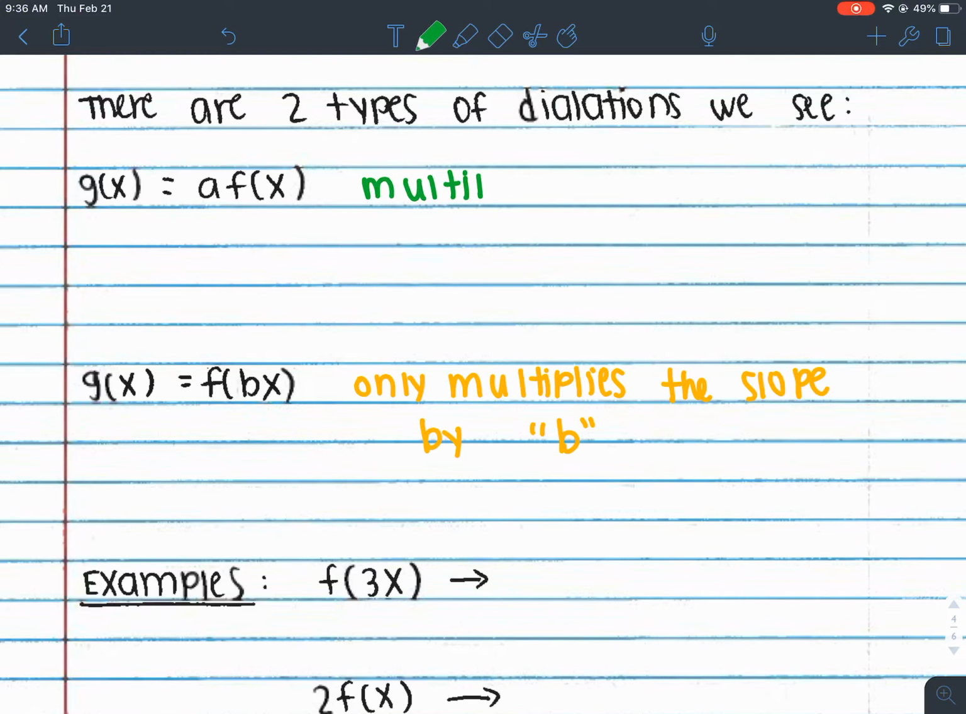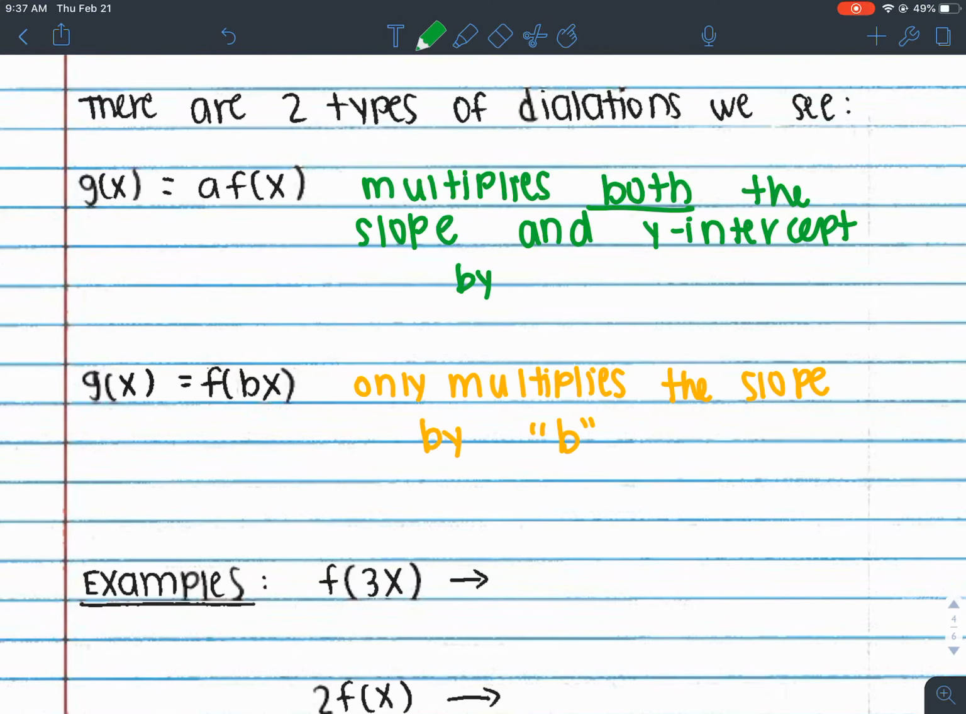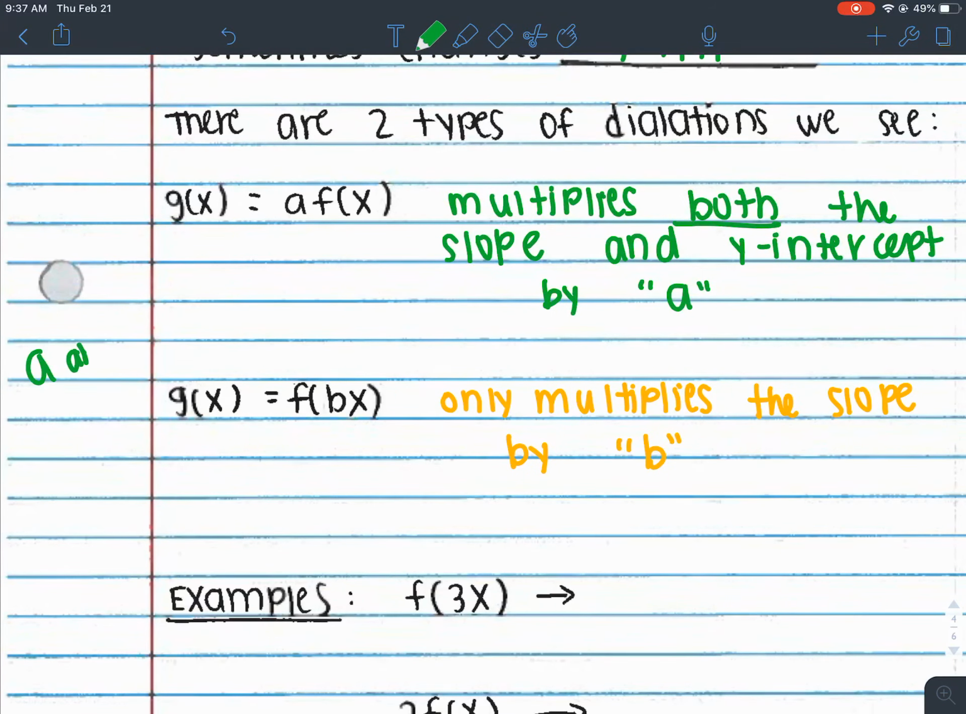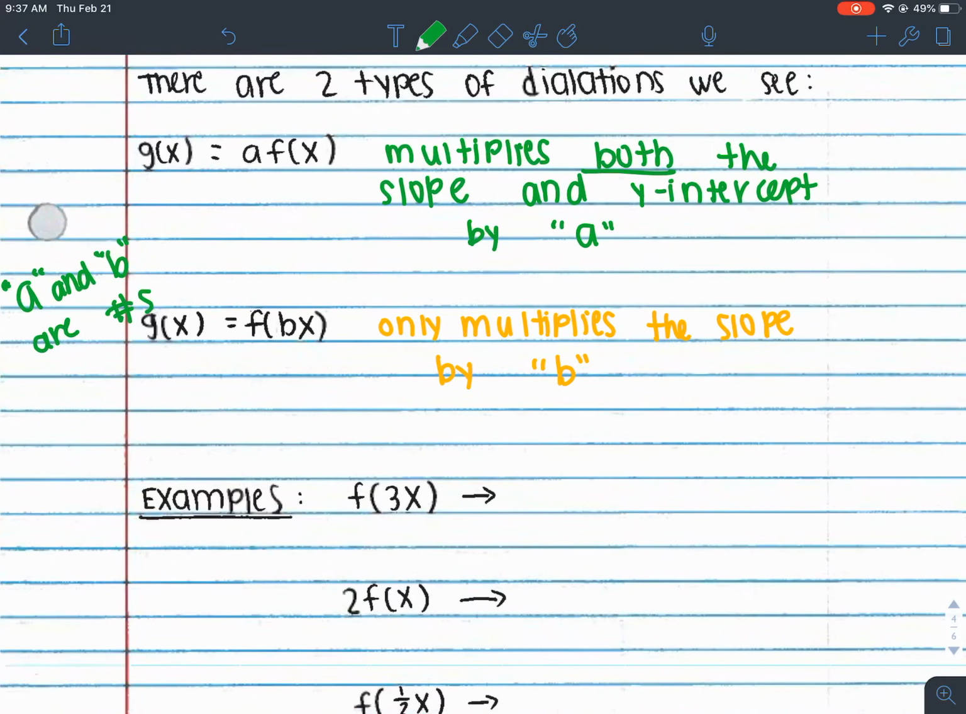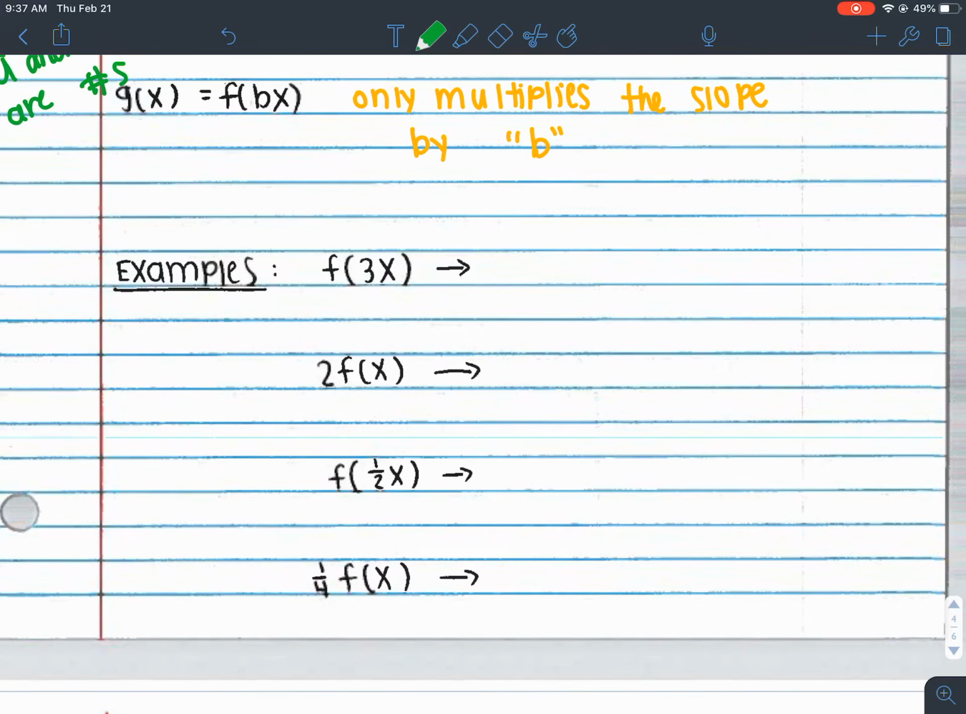So this one multiplies both the slope and y-intercept by A. Again, A and B are just numbers. A, let's make a note on the side. A and B are numbers, okay? So let's talk about some examples here.